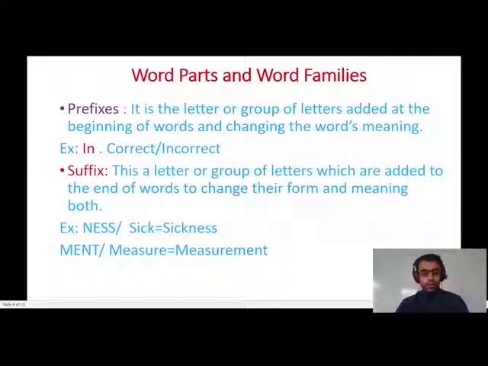And the next one, which is an example of a suffix as well, is "ment." It can be added to verbs, and the verb can be changed to a noun. For example, measure, measurement. So a suffix can change both the meaning and the form of a word.